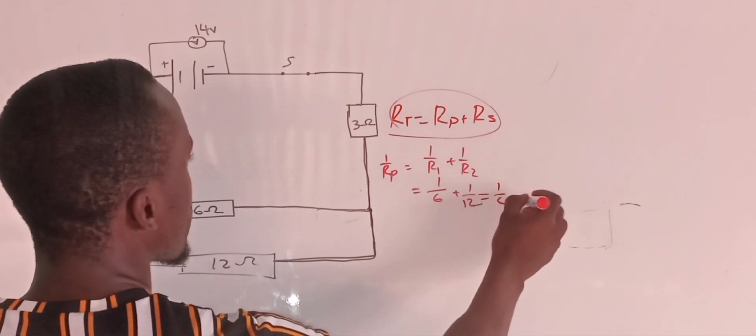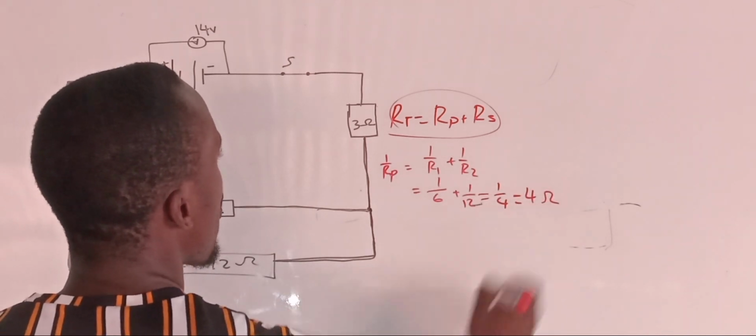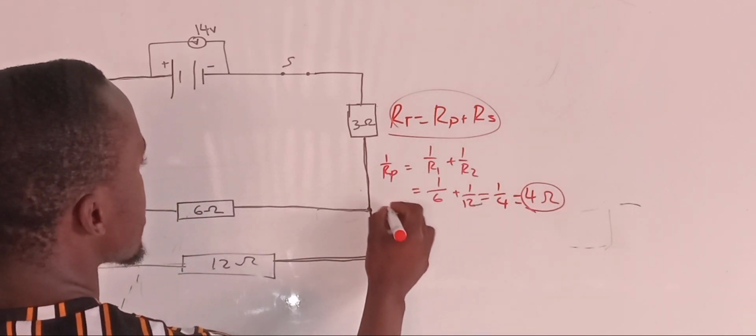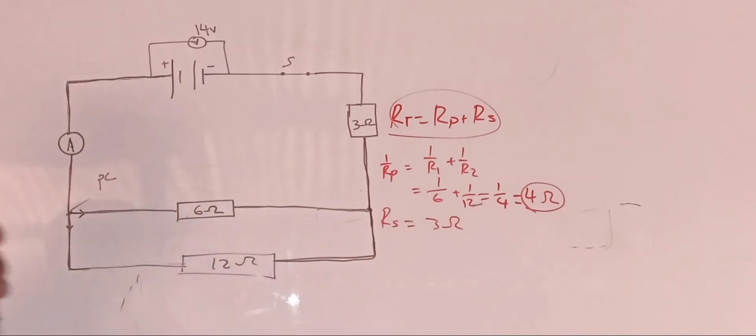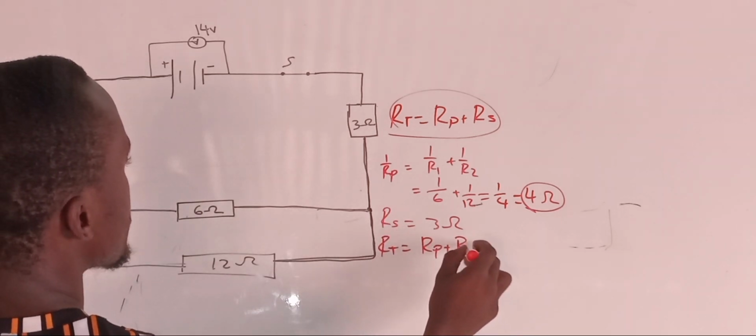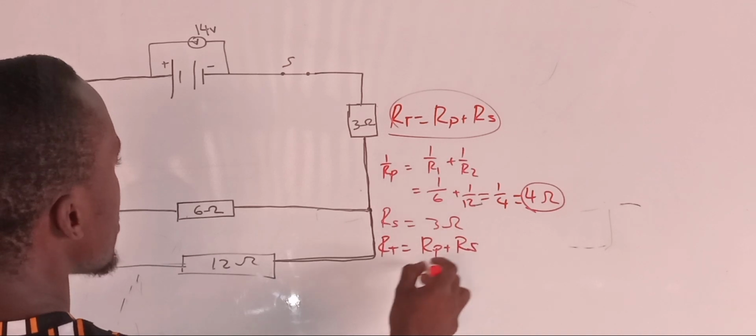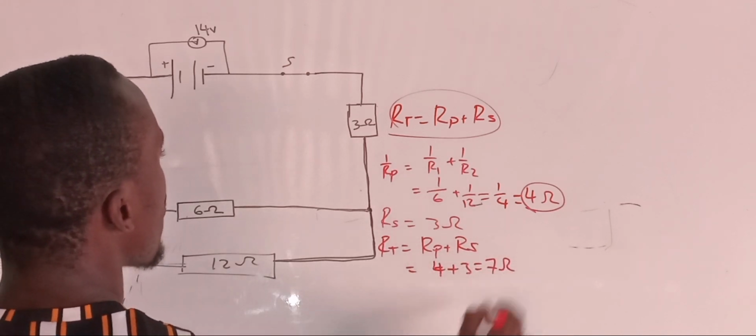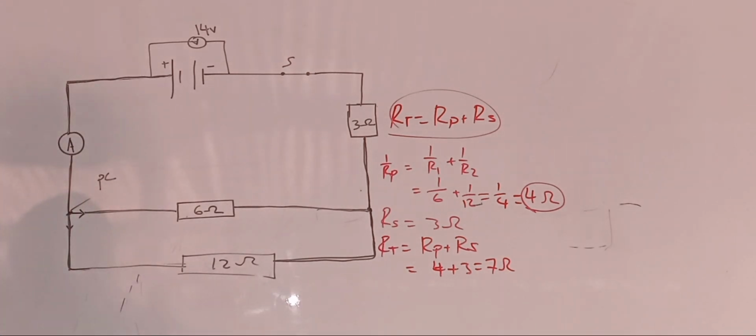Then we know that you reciprocate it, you will have your answer as 4 ohms, right? This is Rp. But what about R series? R series is 3 ohms. Then they want us to calculate what? The R total. For us to calculate the R total, it will be R total equals Rp plus Rs, because we're having the combination, right? Meaning that Rp is 4 plus 3, which is 7 ohms. That's our R total, the R that is actually opposing the current.